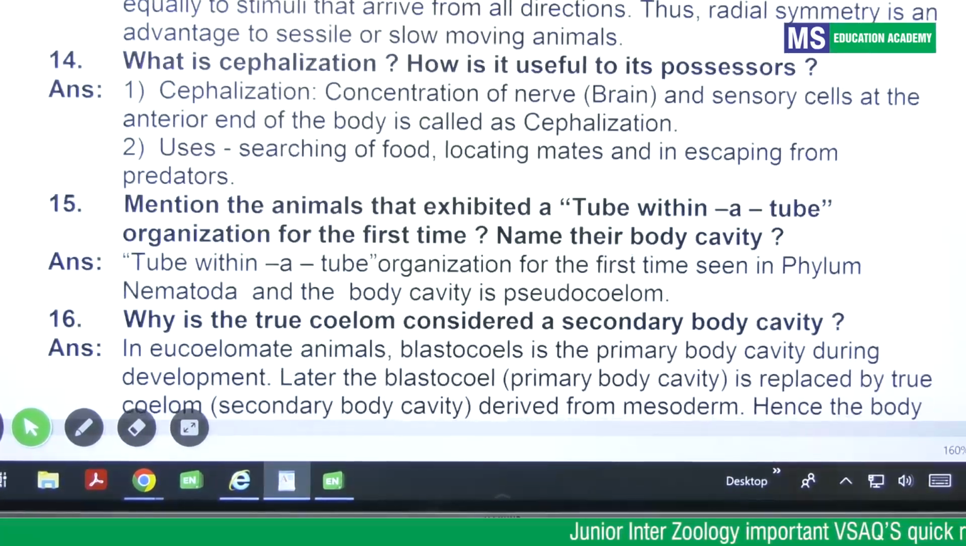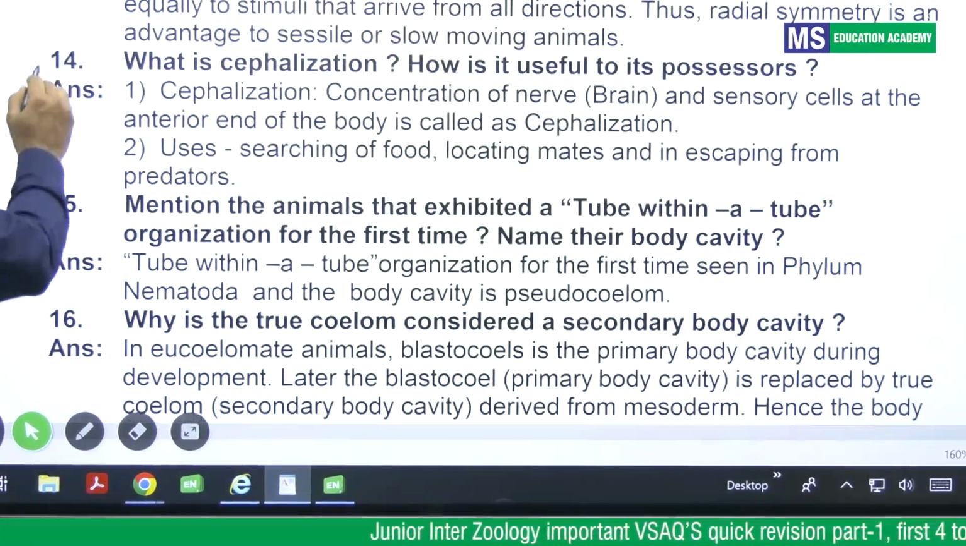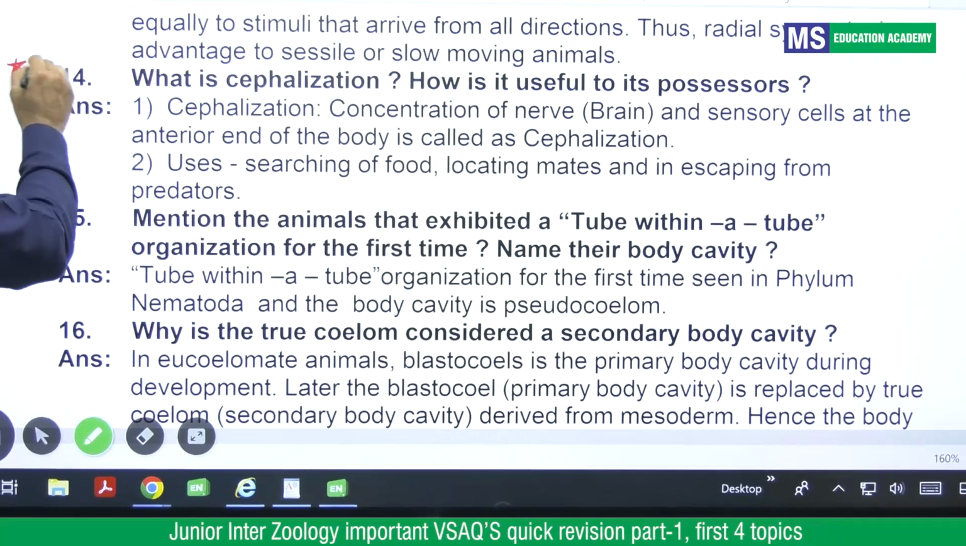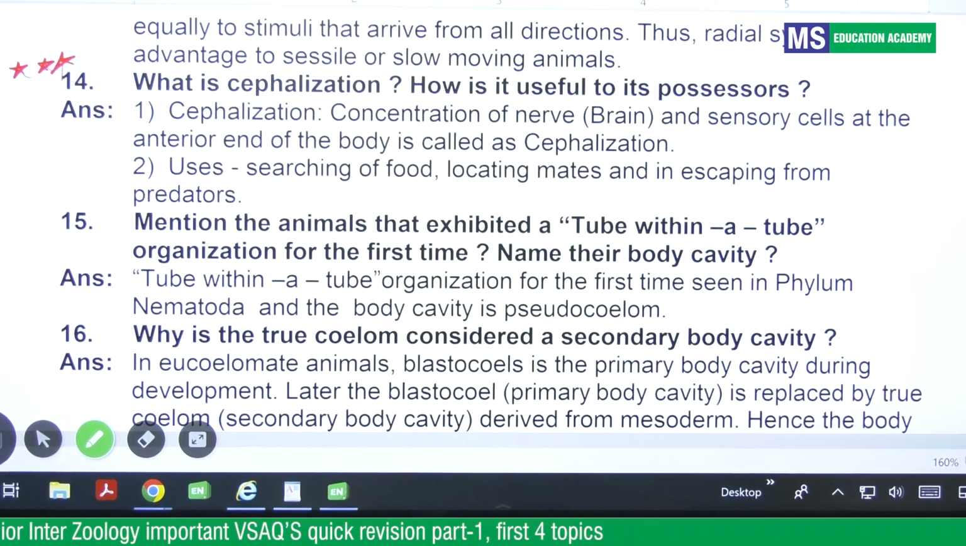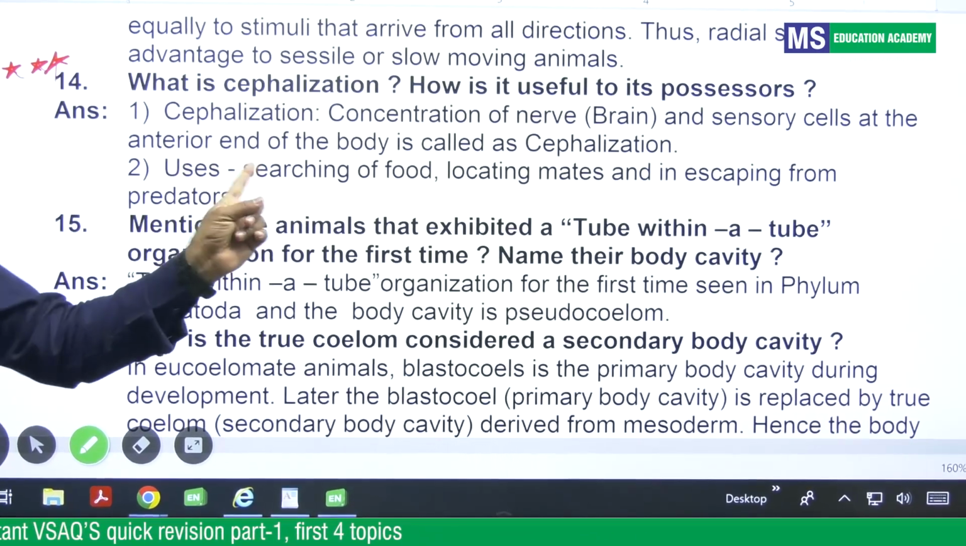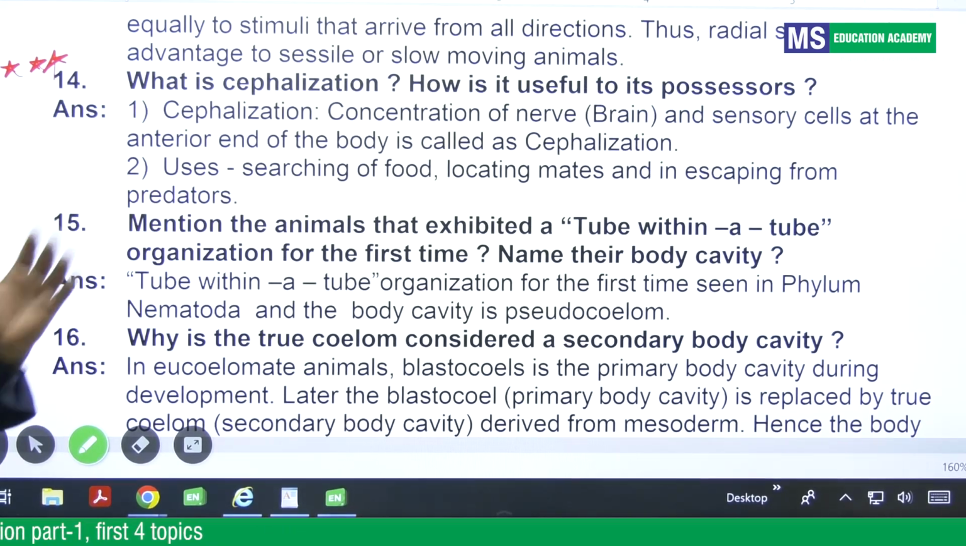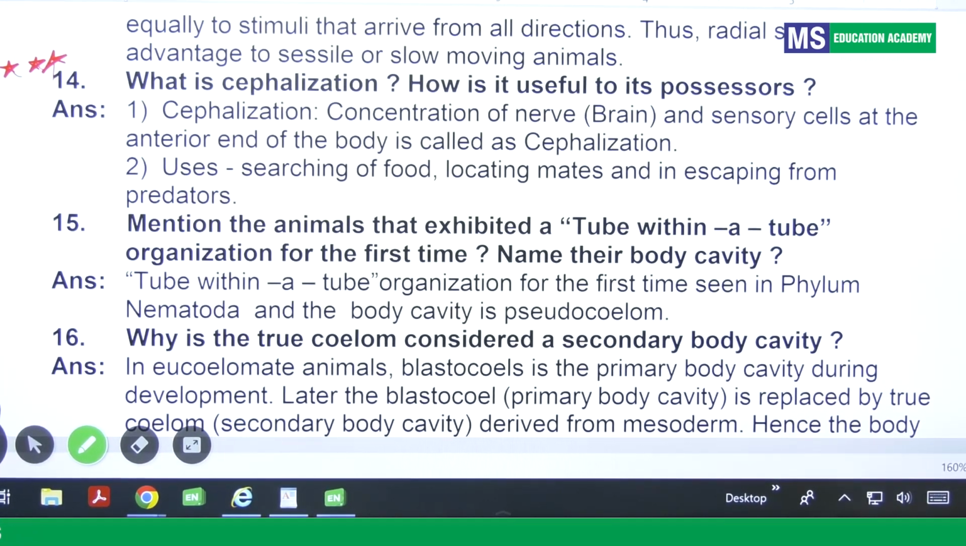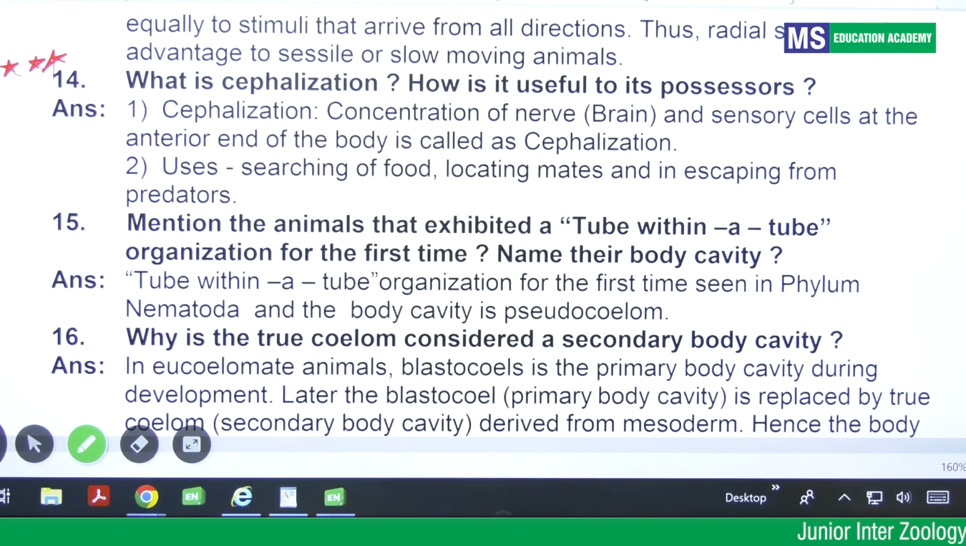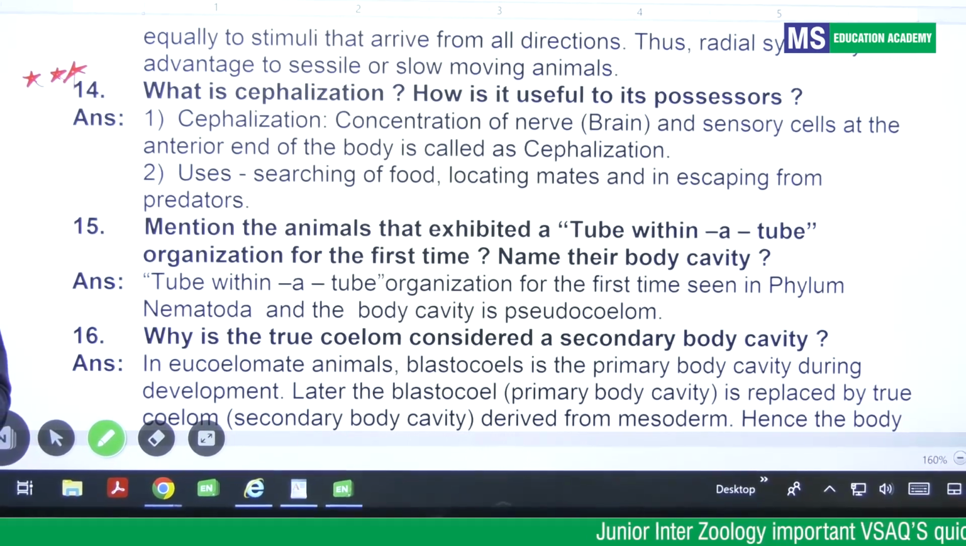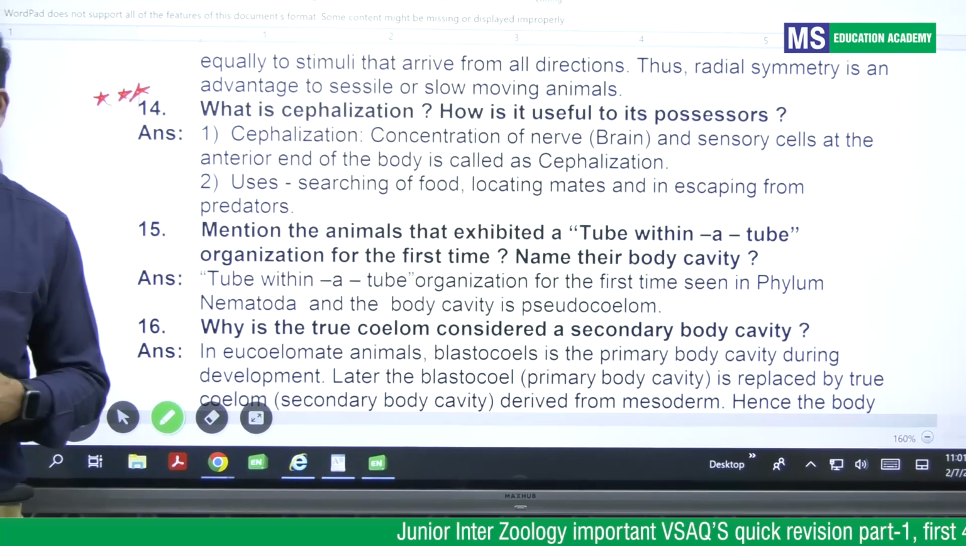And I would like to give triple star to cephalization. Most important question, students. Cephalization, most important question. I am giving triple star. जब मैं most important बोल के बता रहा हूँ तो हम लोग ऐसा समझ रहे कि ये क्वेश्चन एग्जाम में आ सकता है, आ गया.